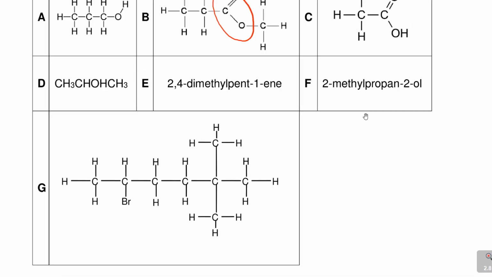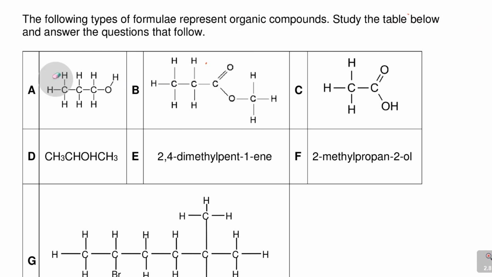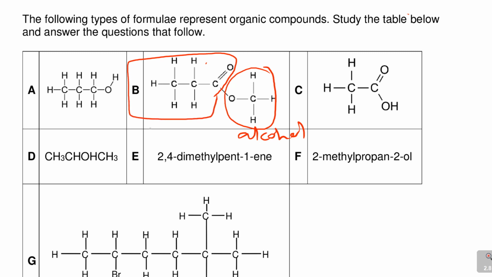The IUPAC name of compound B. Okay, so they are saying you need to name this compound. Now, if it's an ester, you guys need to know how to go about naming an ester. Remember, in an ester you have to identify the alcohol part, and this is the alcohol part. So that's your alcohol. And what about the other one? The other one is your carboxylic acid. All right.